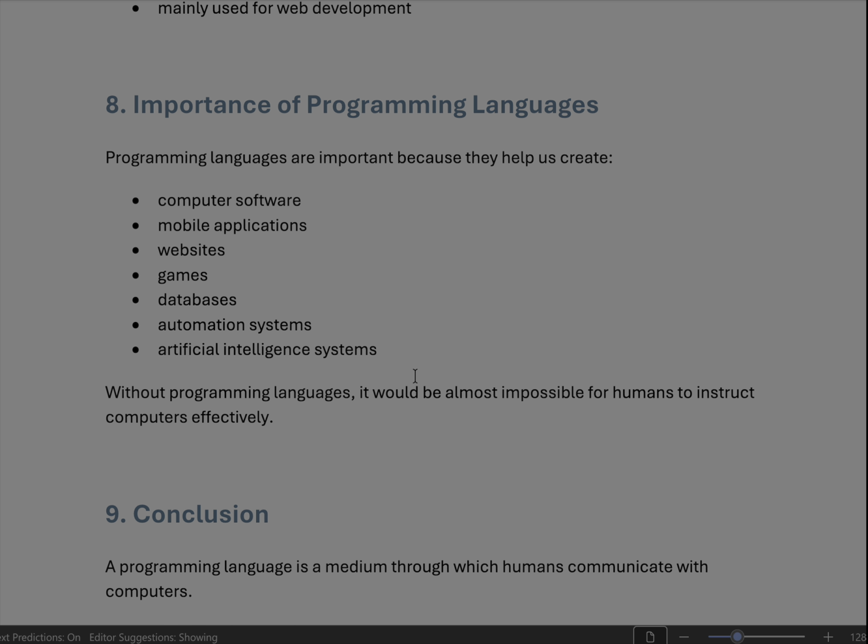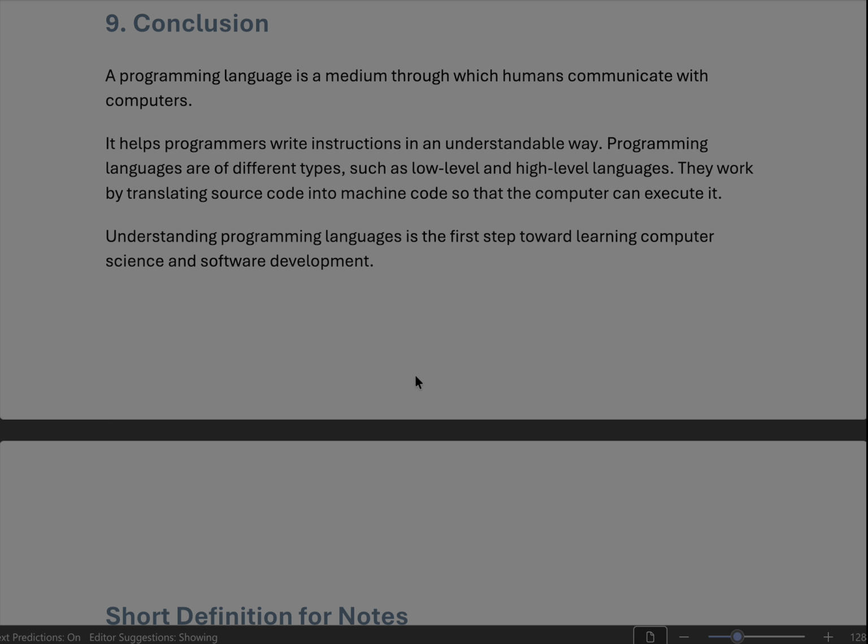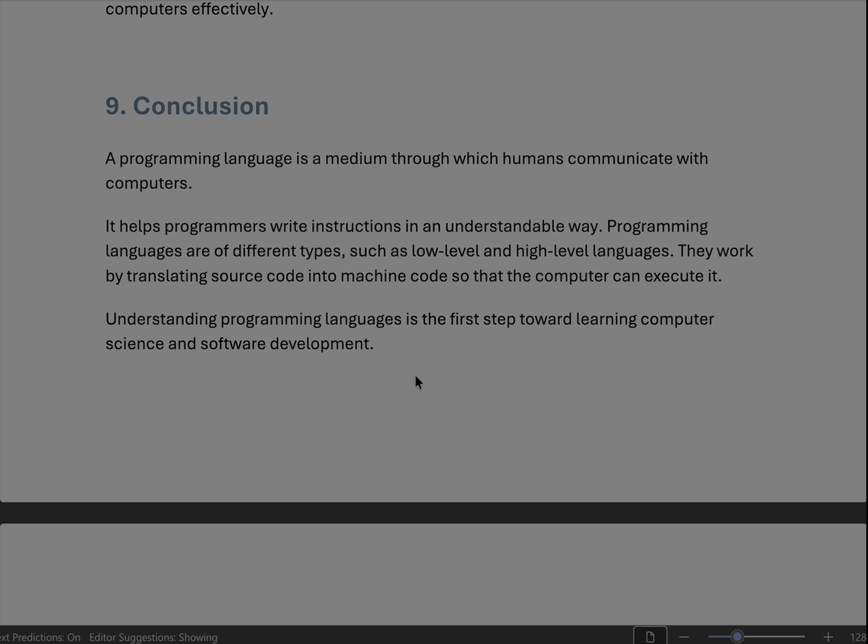And if you want to design some automation systems or artificial intelligence, which is a very buzzword nowadays, for all these things you need to learn a programming language. Without a programming language, it would be very hard for humans to talk to machines. We can't actually take any work from the machine if we don't know the programming language. So the conclusion is that a programming language is a medium, a way for humans to interact with computers so that we can give instructions to the computers to perform our day-to-day tasks.